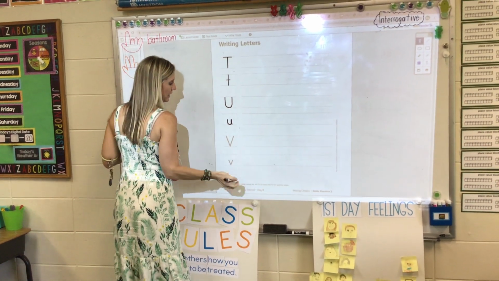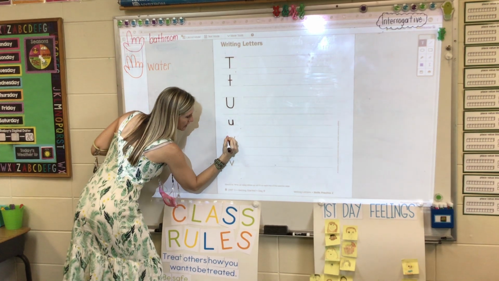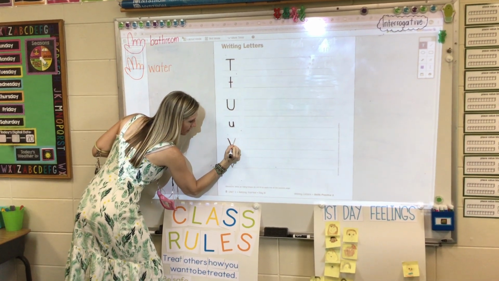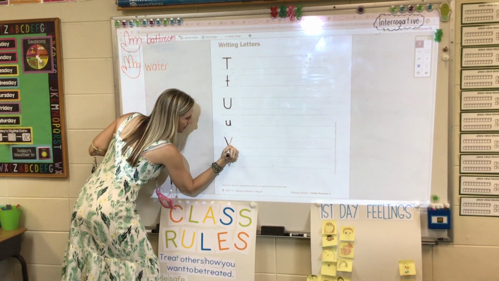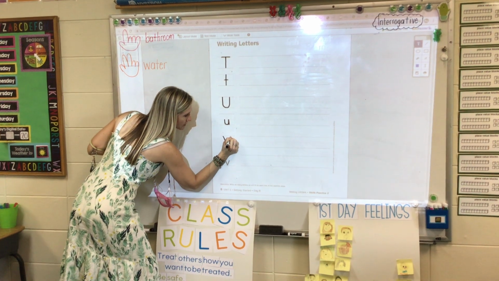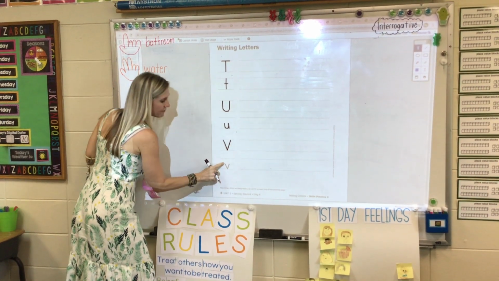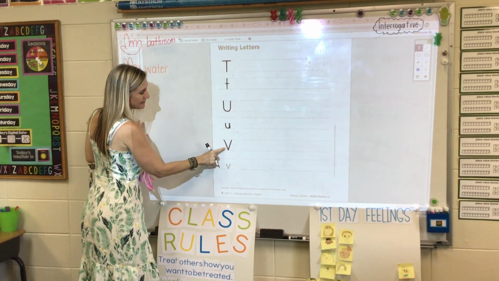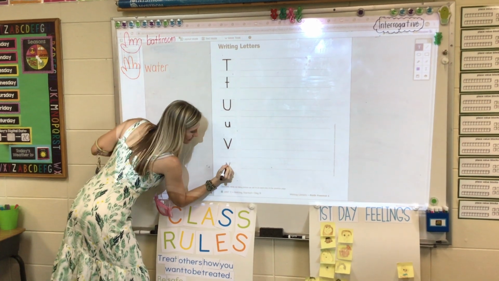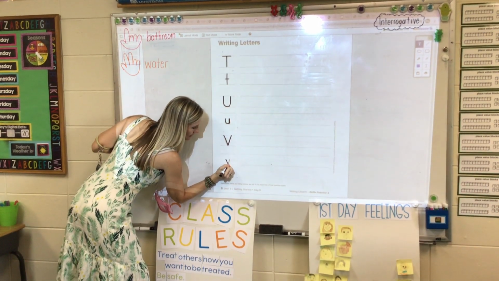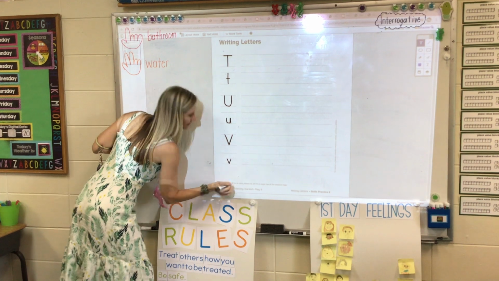For uppercase V, we start at the headline. We are going to slant down to the baseline, then slant up to the headline. And finally, for lowercase v, it's the same, but smaller. Slant down to the baseline, slant up to the midline.